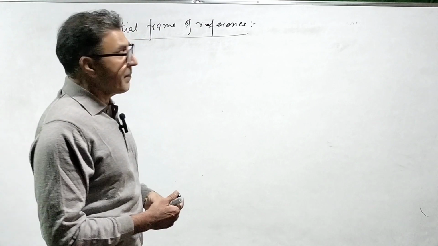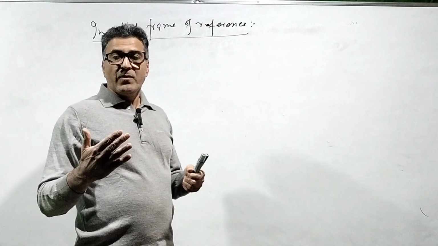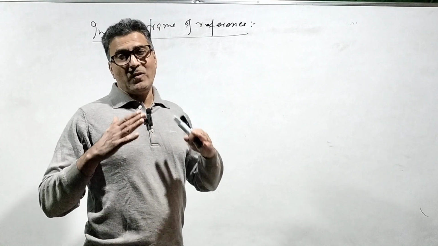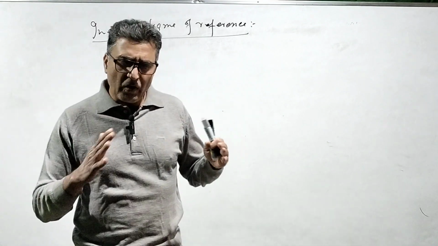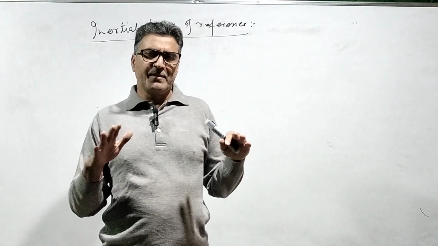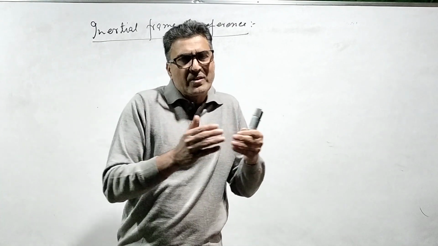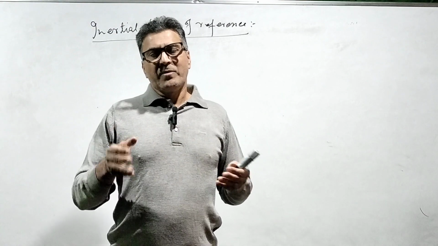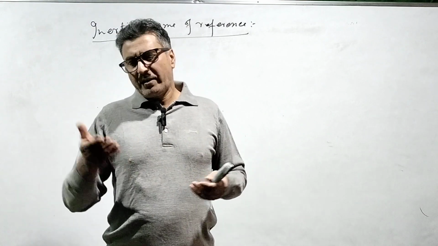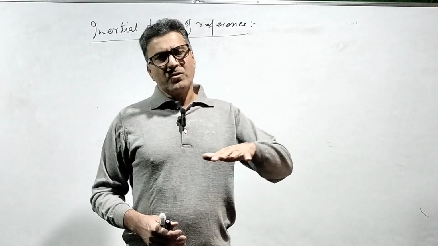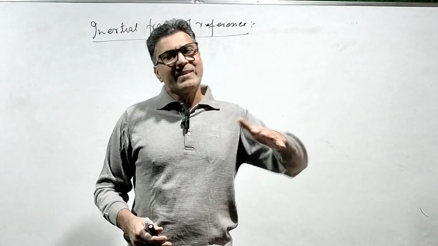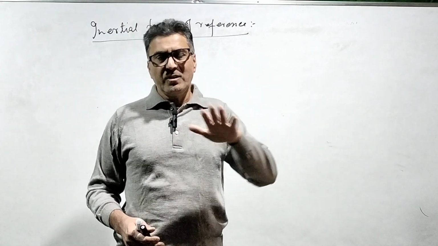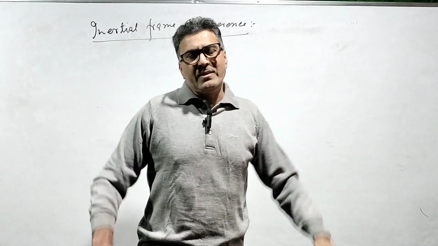So, inertial frame of reference is a coordinate system which is either at rest or moves with constant velocity. That is all. Rest and constant velocity is equivalent in physics. There is no difference between rest and constant velocity. At rest, velocity is equal to 0 and continues to be 0, and constant velocity means it has some velocity but that remains constant. Rest and constant velocity is absolutely the same in physics.